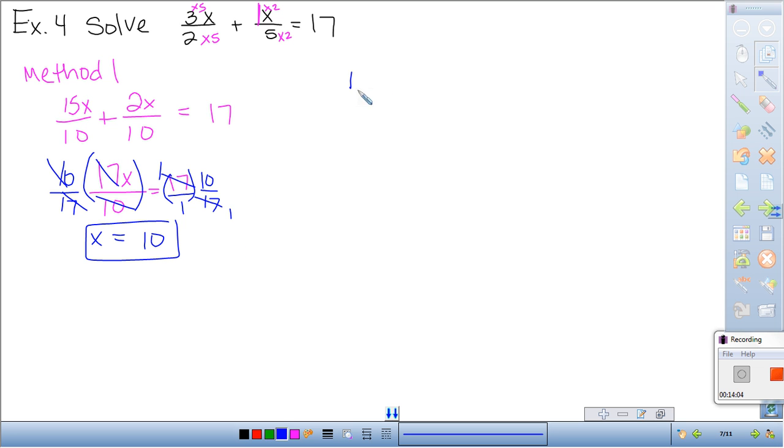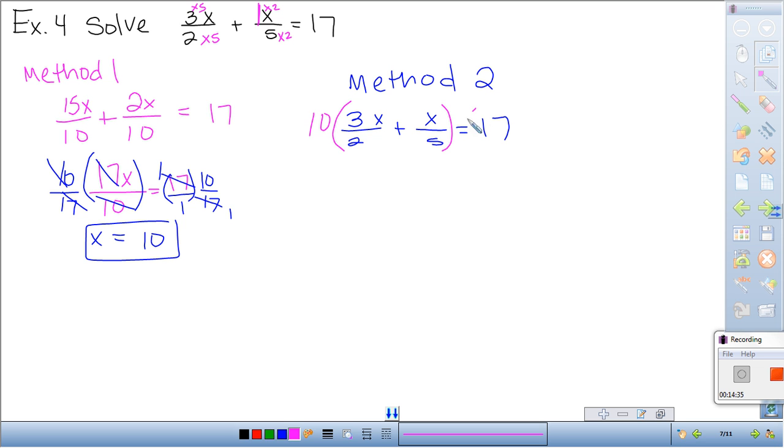Let's look at method 2 now. The other method is to, again, let me rewrite the original: 3/2 x plus x/5 equals 17. The other method is my personal favorite. It's where you multiply to clear fractions. You still have to find the common denominator first. So again, the least common denominator for 2 and 5 is 10. But instead of getting a common denominator for both your fractions, you just multiply everything by 10.